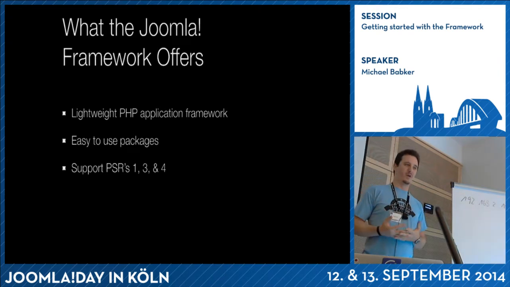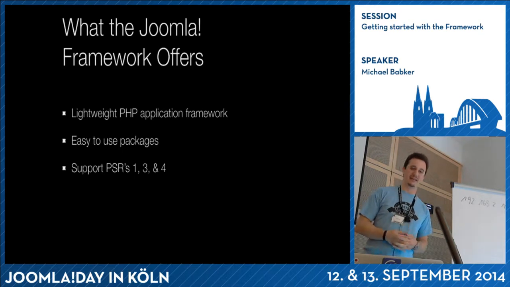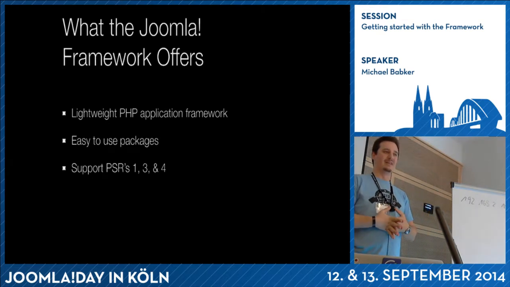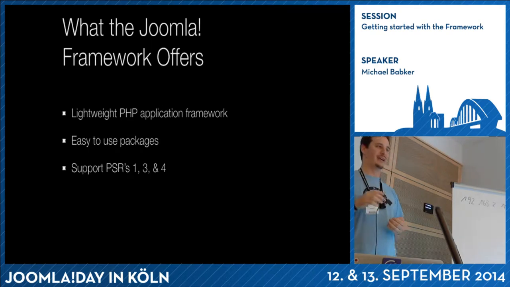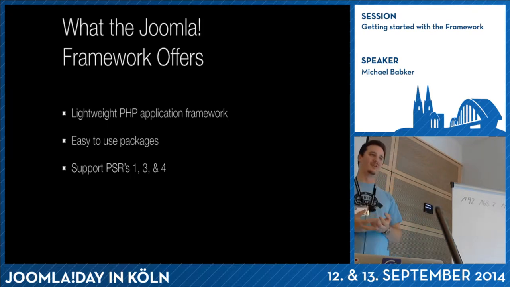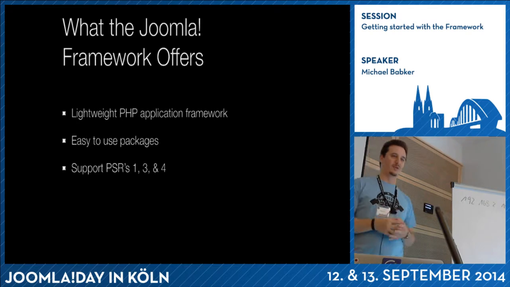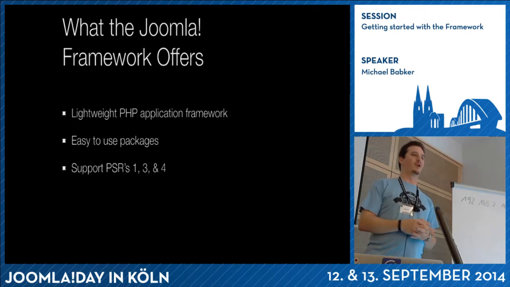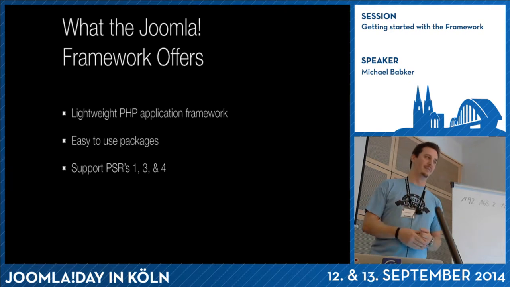So PSR 1 is a class name, code style type standard, which we're implementing. PSR 3 is a logging interface where you can use any type of logger, and in your code, you only type hint or declare against that interface, so you could drop in any type of logging package that properly implements that interface. And PSR 4 is an auto-loading standard, kind of defines a little bit about your file structure in your project, and all the Joomla packages either are supporting PSR 4 right now or will be as we're refactoring them.